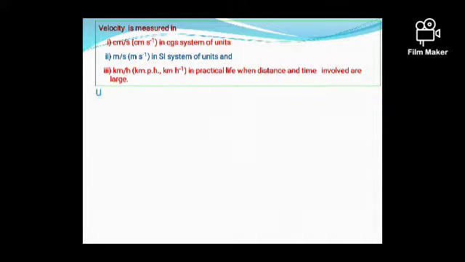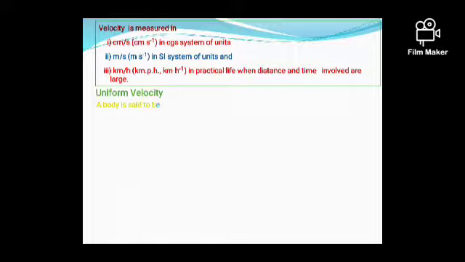This is the most commonly used unit for the speed of a vehicle when it is considered for a large distance and a large time is involved. Suppose you are going to a distant place, when the time taken is large, we measure in terms of kilometer per hour. That means from Imphal to Delhi it will be measured in kilometer per hour.